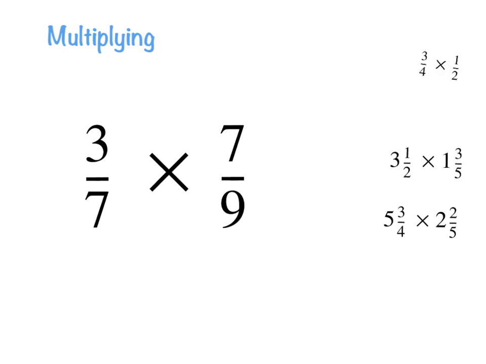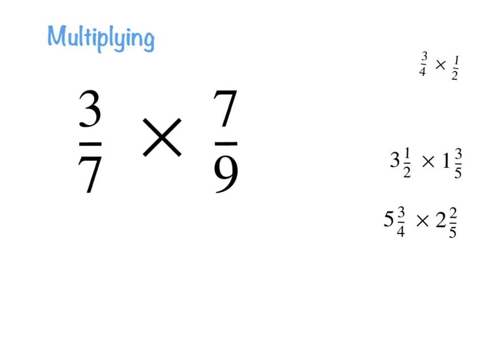3 on 7 multiplied by 7 on 9. Now, I could do the same thing. I could go through and multiply my numerators and multiply my denominators and then simplify at the end. But I'm going to teach you a little trick that you guys can do. You can actually simplify as you go. So, we simplify by the cross method. I'll show you what I mean by that.